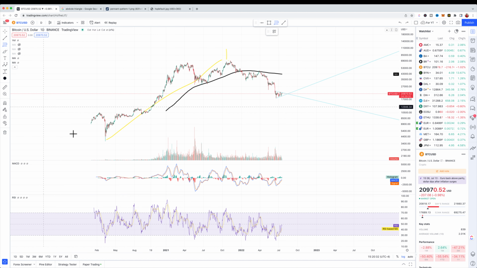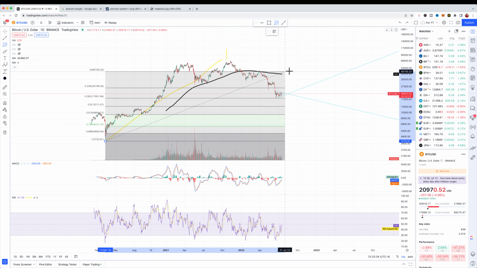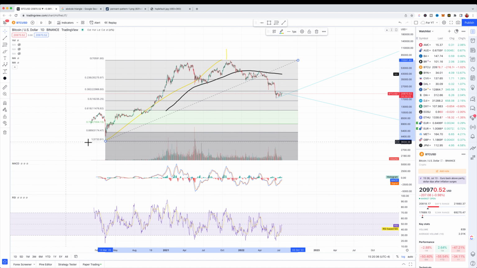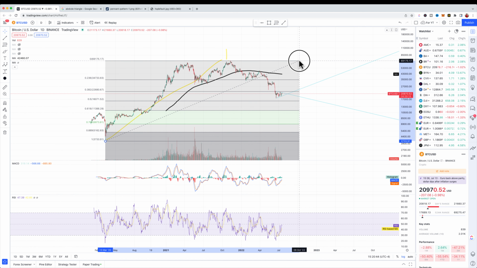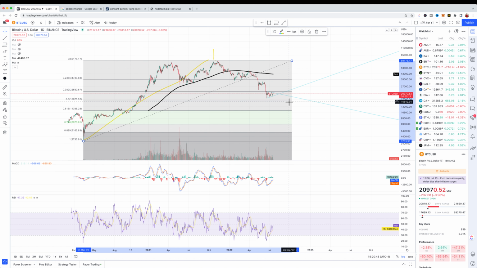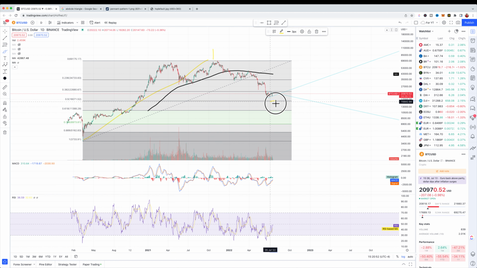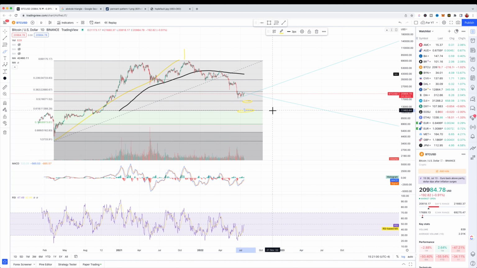And if we take a Fibonacci retracement tool, bring it up from the low that we had back in March of 2020, all the way up to the highs that we had in November of 2021, we could see Bitcoin come down to this 50% retracement level. We could even come down to the golden ratio, the 61.8 retracement level.